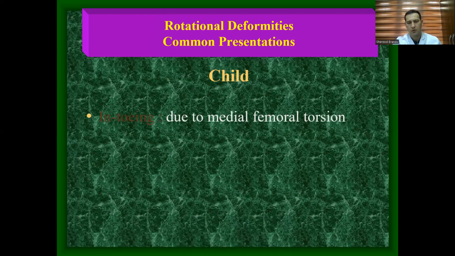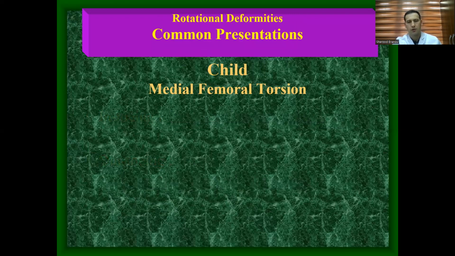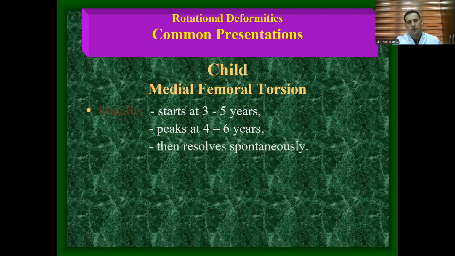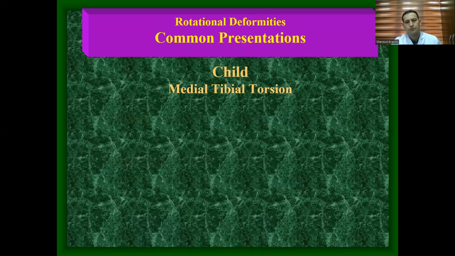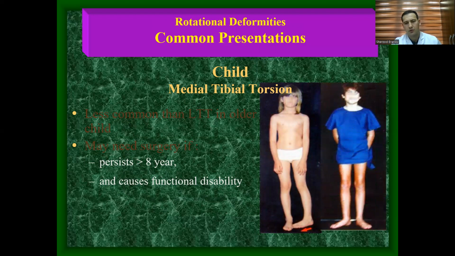Child: in-toeing in late childhood is due to medial femoral torsion, and out-toeing to lateral femoral and tibial torsion. Medial femoral torsion starts at 3-5 years, peaks at 4-6 years, then resolves spontaneously. Family history is often positive. Persists beyond 8 years and causes functional disability in some. First one is normal, second one is not.